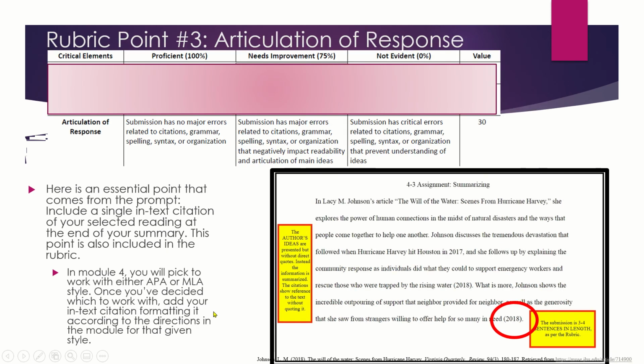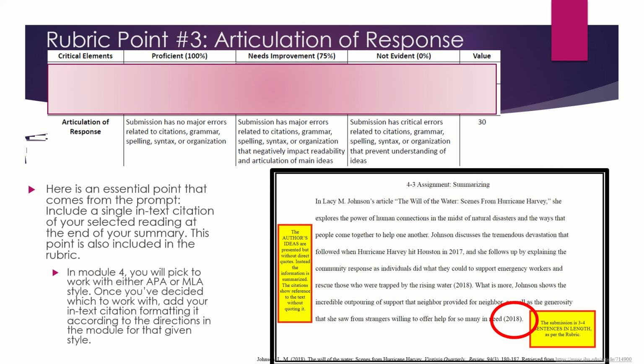On to the last point of the rubric. This is the articulation of response. It is important to check your grammar, your spelling, syntax, and organization. But my key point here is to make sure you include your in-text citation. I have had students who forget it.